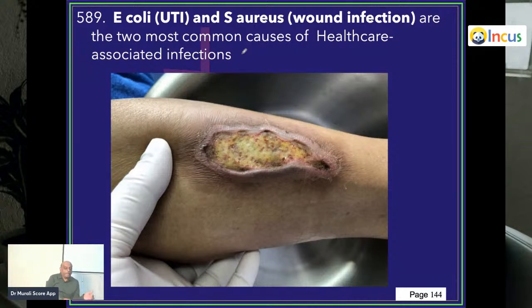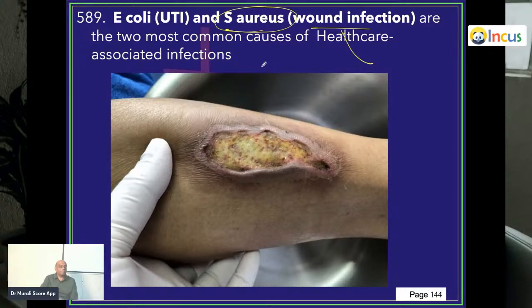Then E. coli leads to common healthcare associated infections. What are they? Wound infection is due to Staph aureus. Suppose you have done a surgical wound that got infected, Staph aureus.